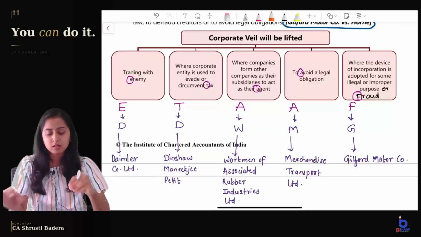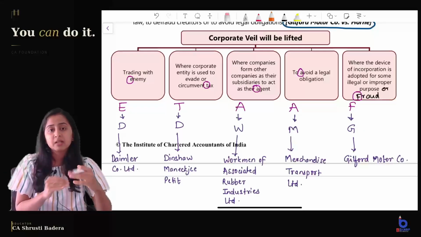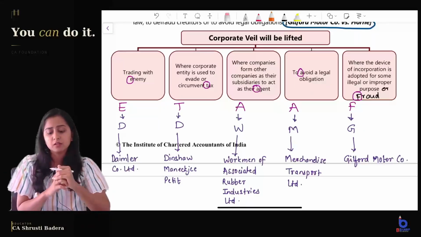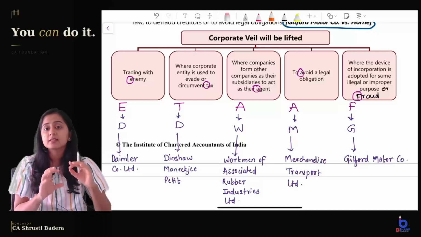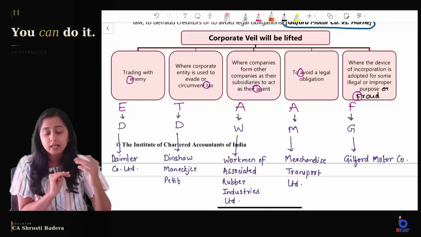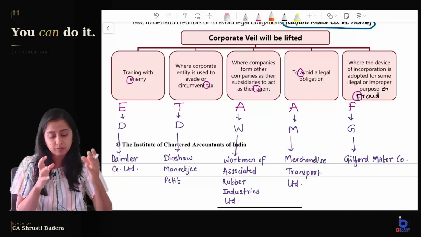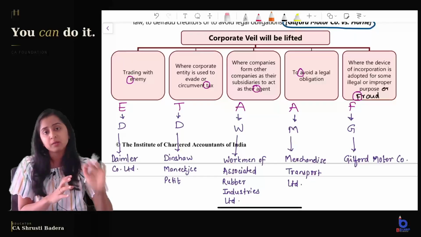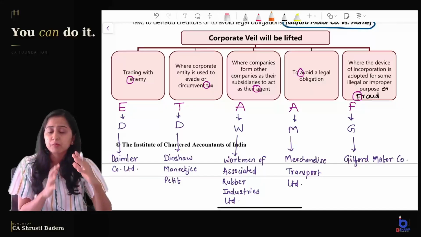We will look into whatever specific points are there under each of the cases, but remember the mnemonic first so that the theory question is easy for you. ETAF. T, if a company form of organization is incorporated to evade tax. A, where the company is incorporated to act as an agent, where the subsidiary is used to act as an agent to avoid legal obligation, where the company form of organization is made just to avoid some legal obligation. And F, if the company is formed for fraud or illegal or improper purposes.